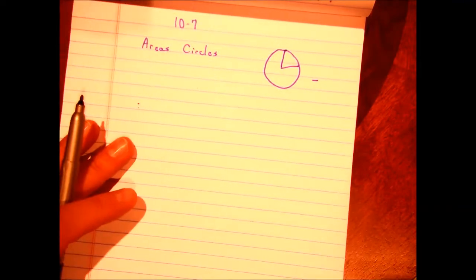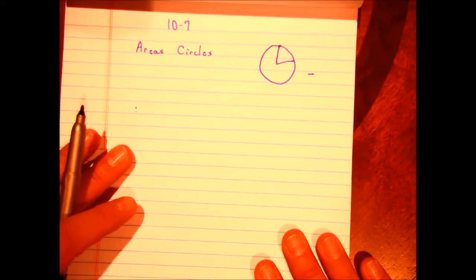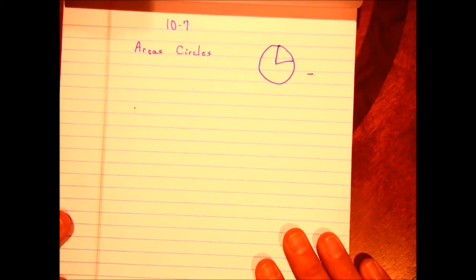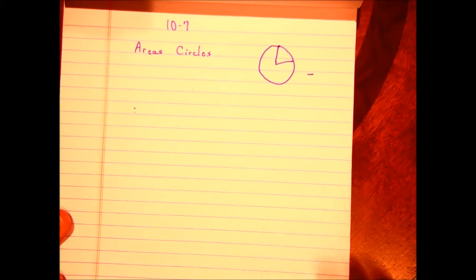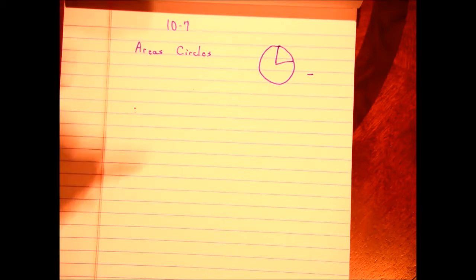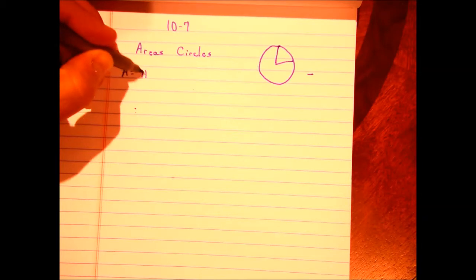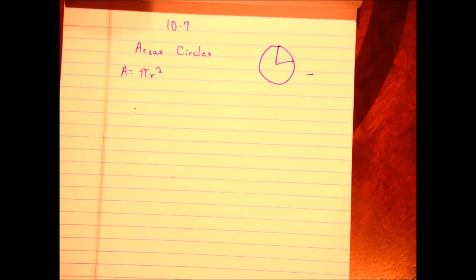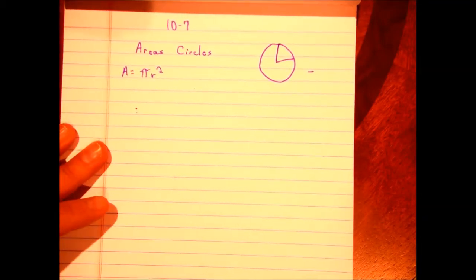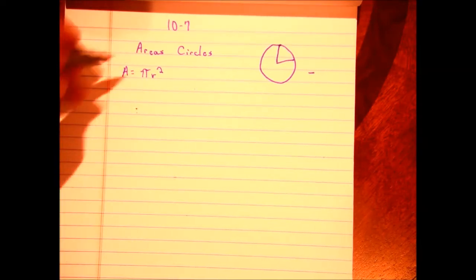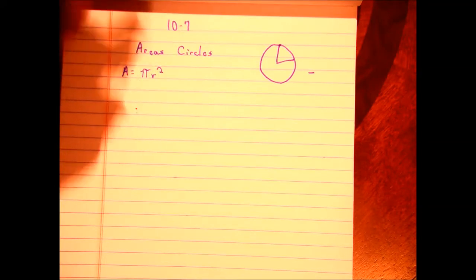Okay, so let's talk about circles to begin with. Hopefully we know circles are 360 degrees. And again, you're going to have to use proportions to be able to find out certain pieces of the circle. The formula for the area of a circle is pi r squared. Pretty basic. It revolves around the radius again. And finding the area of the circle is never too hard.